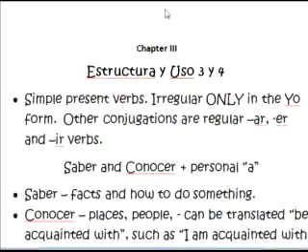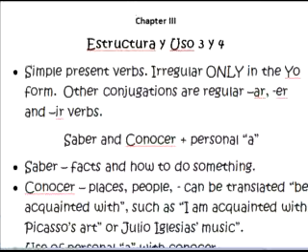Again, we're here with a grammar review. Specifically, we're looking at estructura y uso 3 y 4 del capítulo 3. I'm going to do very little with the irregular yo forms of the verbs on page 92. The only thing that I really want to say about that is it's a regular conjugation except for the yo form. That's the only one that's irregular. So if you know how to conjugate an AR verb, an ER verb, an IR verb, everything is normal about it except for the yo form.